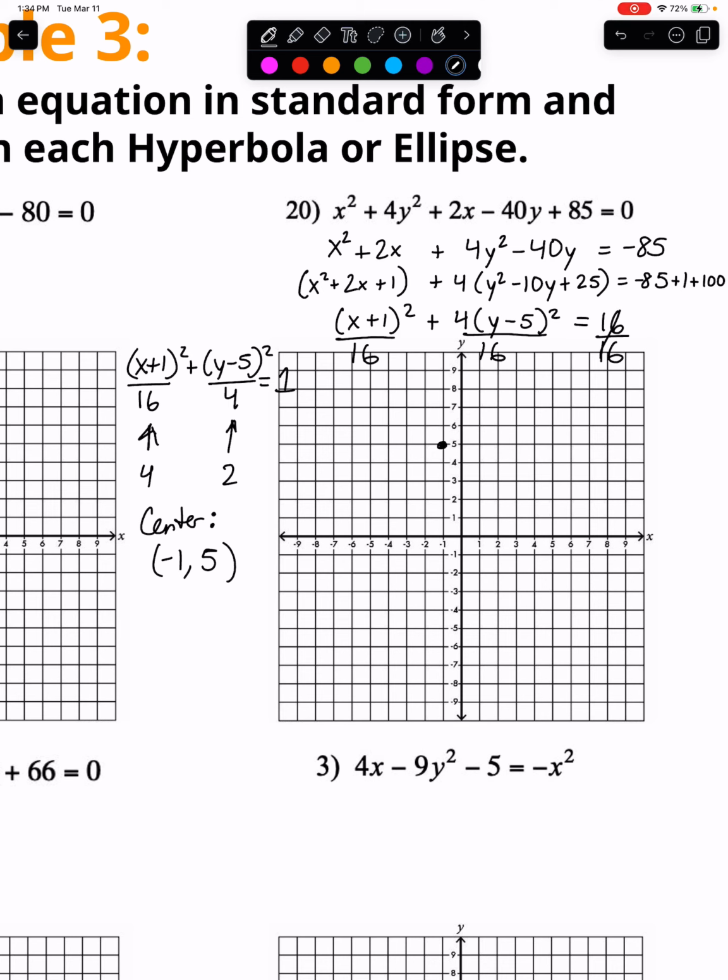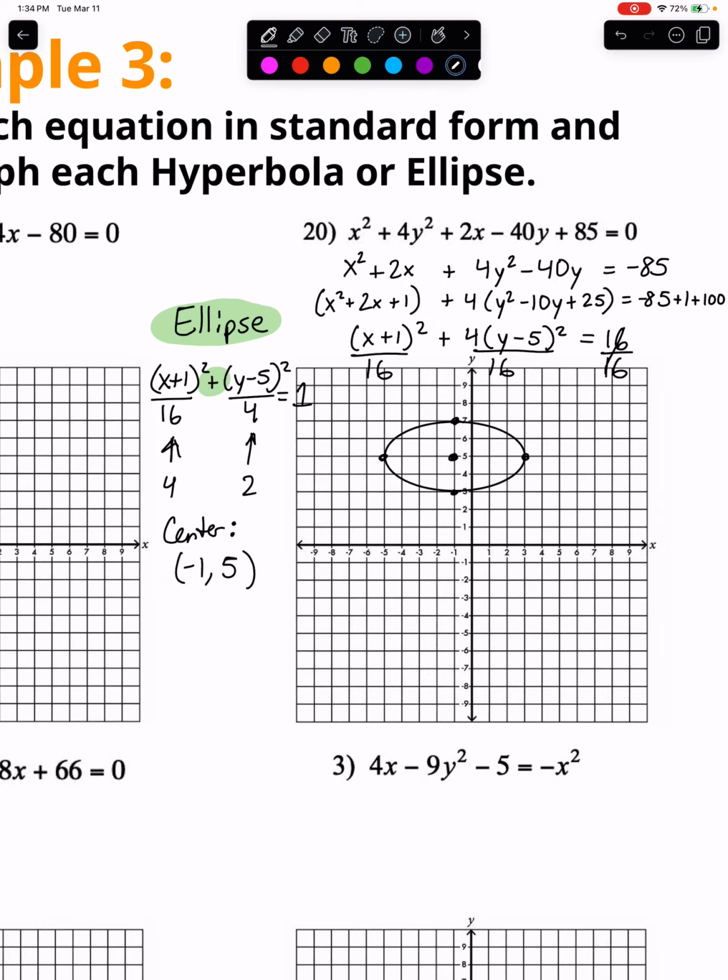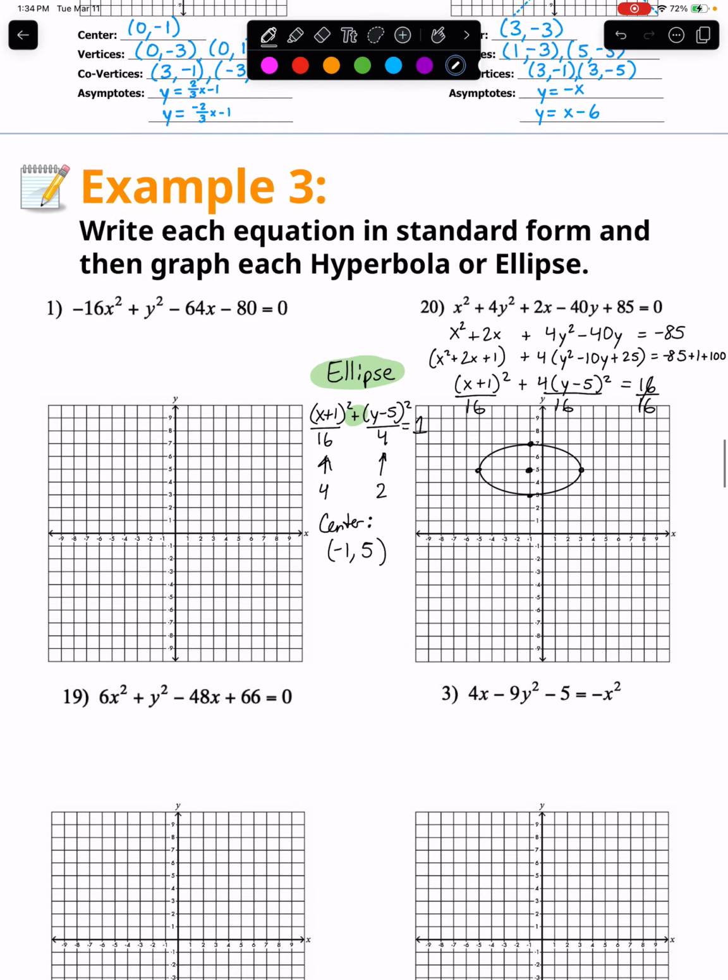And this is an ellipse. How do I know it's an ellipse? What do we think? Because there's a positive, right? That makes it an ellipse. Okay, so my x-axis is moving by 4. My y-axis is moving by 2. Connect the circle. Well, connect the ellipse. Apologies. I'll use the correct term. Call it an ellipse. There we go. Got it. Okay, go ahead and check your answers.